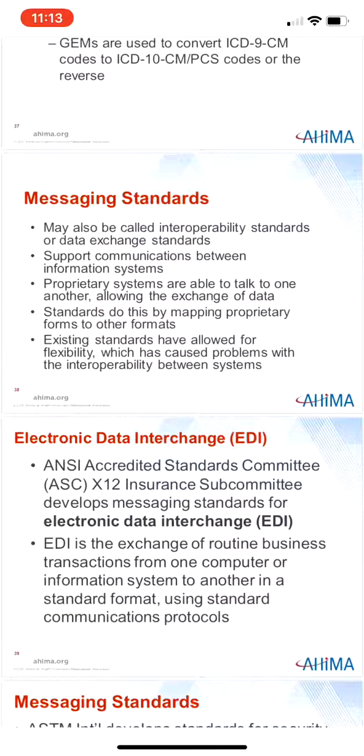All right, dropping down to messaging standards on 211. Messaging standards may also be called interoperability standards or data exchange standards. The purpose of messaging standards is to support communication between information systems. With messaging standards, proprietary systems are able to talk one to another, allowing the exchange of data. Standards do this by mapping proprietary forms to other formats. Existing standards have allowed for flexibility, which has caused problems with the interoperability between systems.